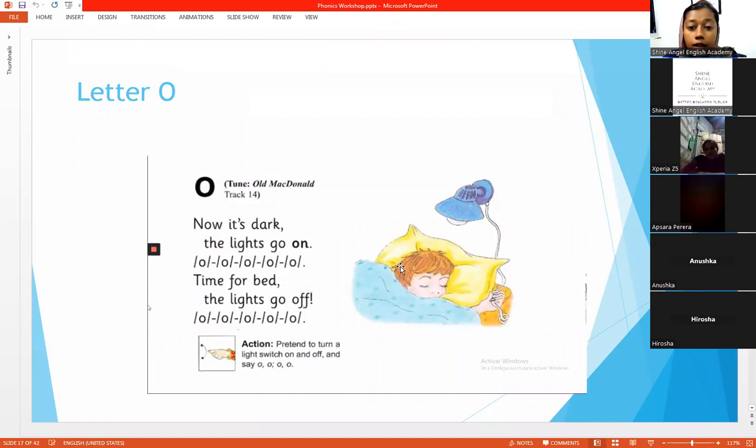Now it's dark and the lights go on. Here the tune is Old McDonald. Now it's dark, the lights go on. Off, off, off, off. Time for bed, the lights go off. You can use any tune and you can introduce it, okay? Be creative with your work.